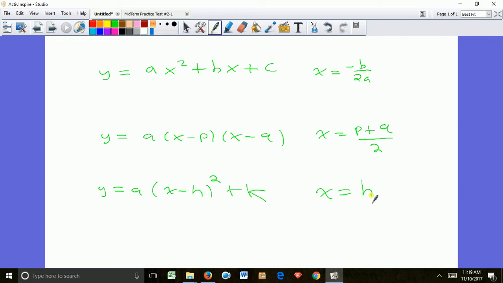Questions so far? Yes? What was the y form? That's standard form? This one right here is standard form. This one over here is intercept form. And this one's in vertex form. You will get all 3 on the test. Oh, okay.